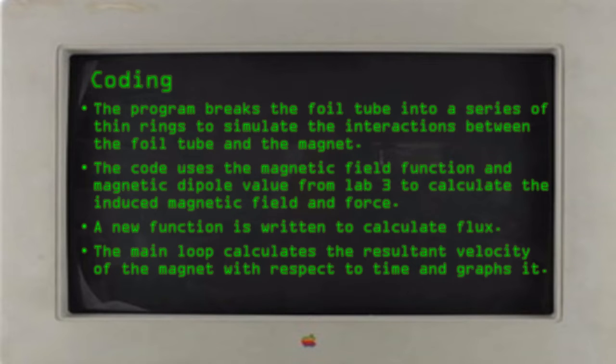In this lab, we break the foil tube down into a series of thin rings to simulate the interactions between the foil tube and the magnet. The code uses the magnetic field function and the magnetic dipole calculated value from Lab 3 to determine the induced magnetic field and magnetic force. A new function is written to calculate flux. Then we take these three functions and put them in the main loop, which calculates the resultant velocity of the magnet with respect to time and then graphs it.